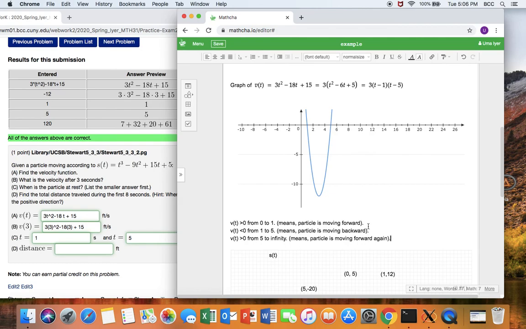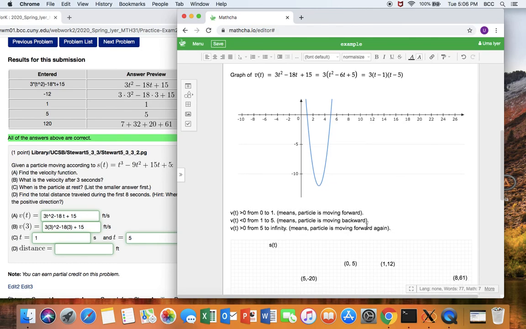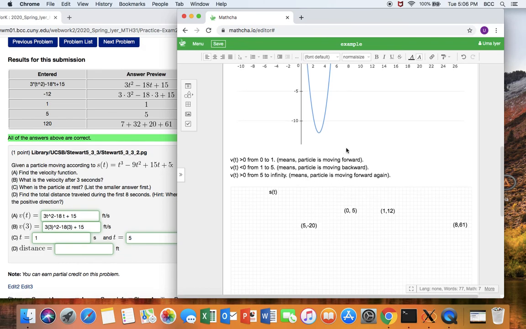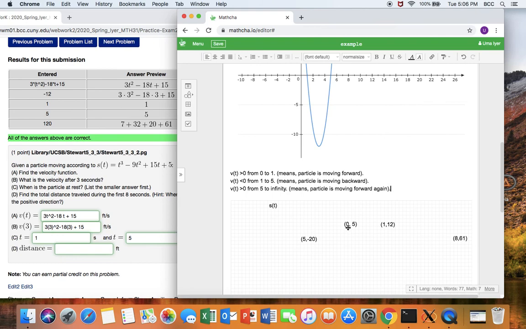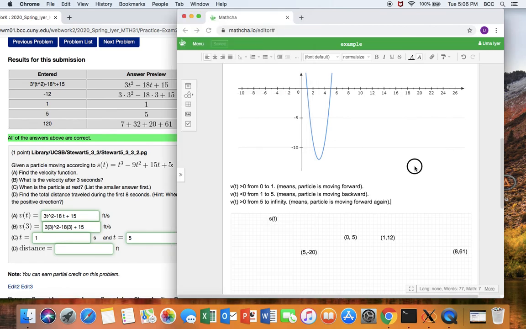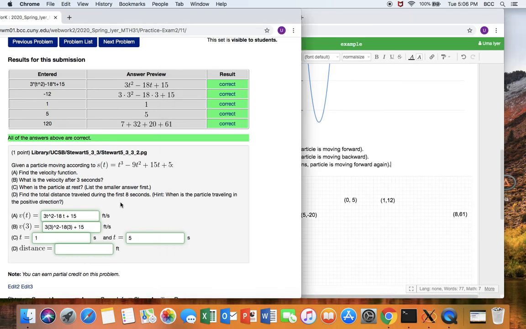So, in other words, I need to know the positions. The important numbers to start with are time is 0, time is 1, time is 5, and time is 8. 0 because that's when my particle starts moving. Why 1 and 5? Because those were the times when velocity was 0. And then 8 because that's part of the question, during the first 8 seconds.